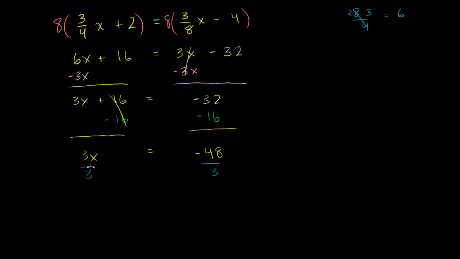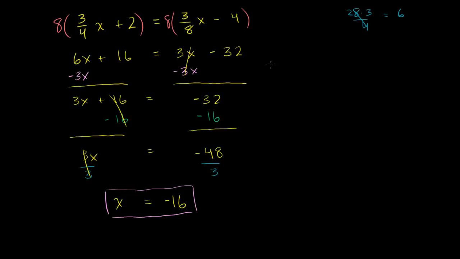The left-hand side of the equation, 3x divided by 3, is just an x. That was the whole point behind dividing both sides by 3. And the right-hand side, -48 divided by 3 is -16. And we are done. x equals -16 is our solution. So let's make sure that this actually works by substituting into the original equation up here. The original equation didn't have those 8's out front. So let's substitute in the original equation.